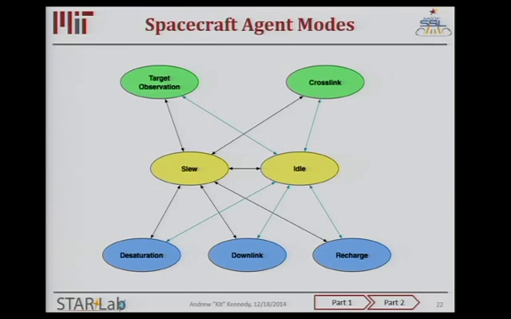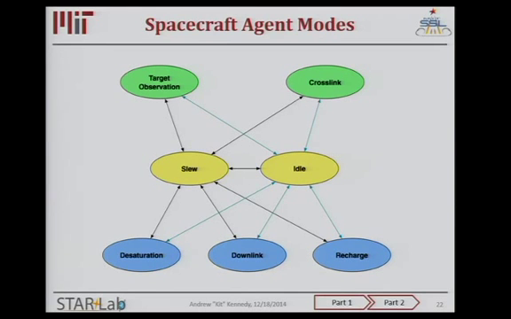So to give some background on how that's formulated, this is a state or mode diagram, or state machine, for the operations of a single one of those agents. The activities at the top are these reward activities. There's target observation, that's when it's looking at one of those targets that I showed, and crosslink, which gives state updates. So you want to spend the most time in a target observation mode and minimize the time between a target observation and a crosslink to minimize the staleness of that state information.